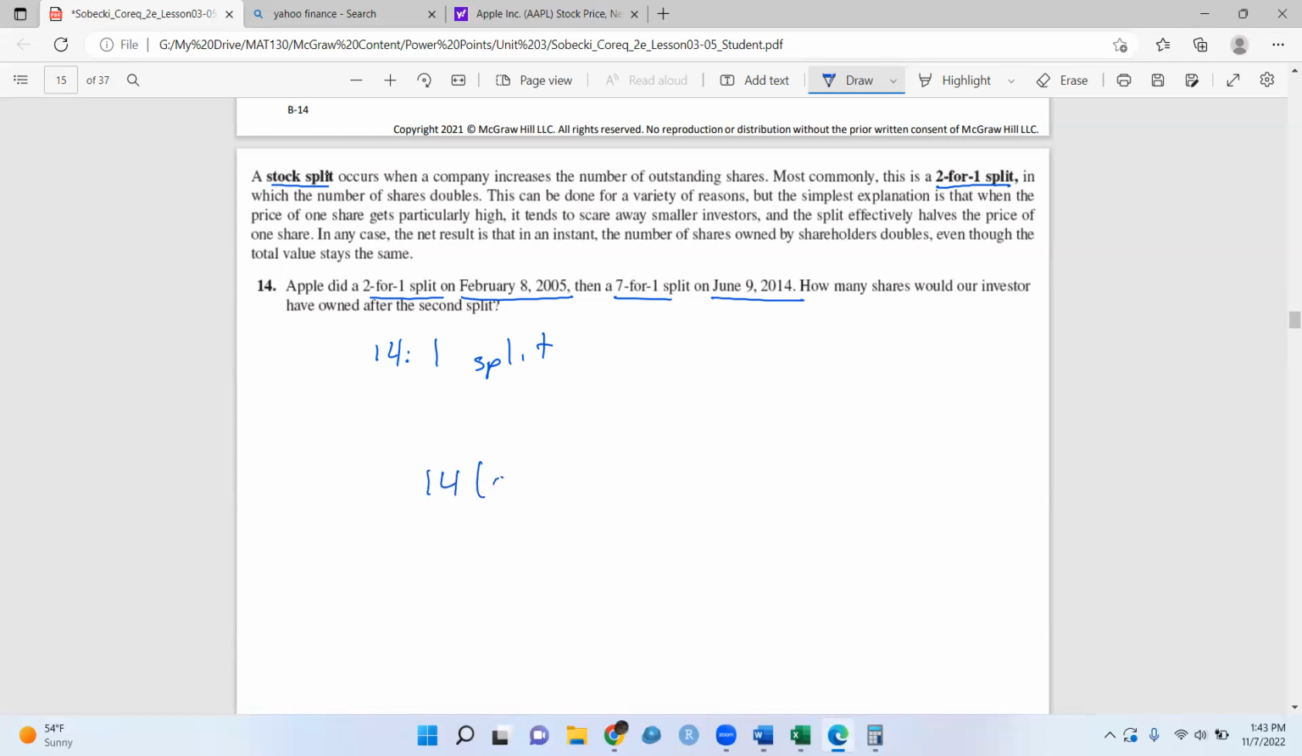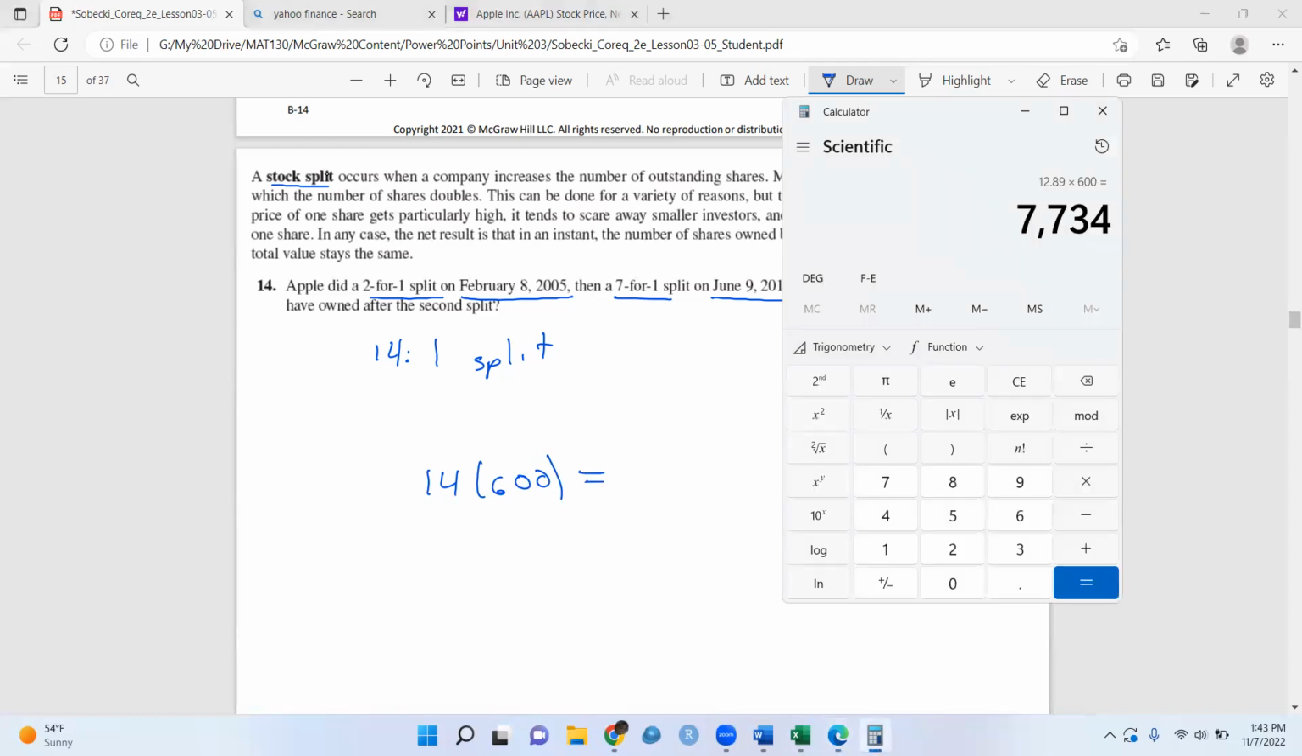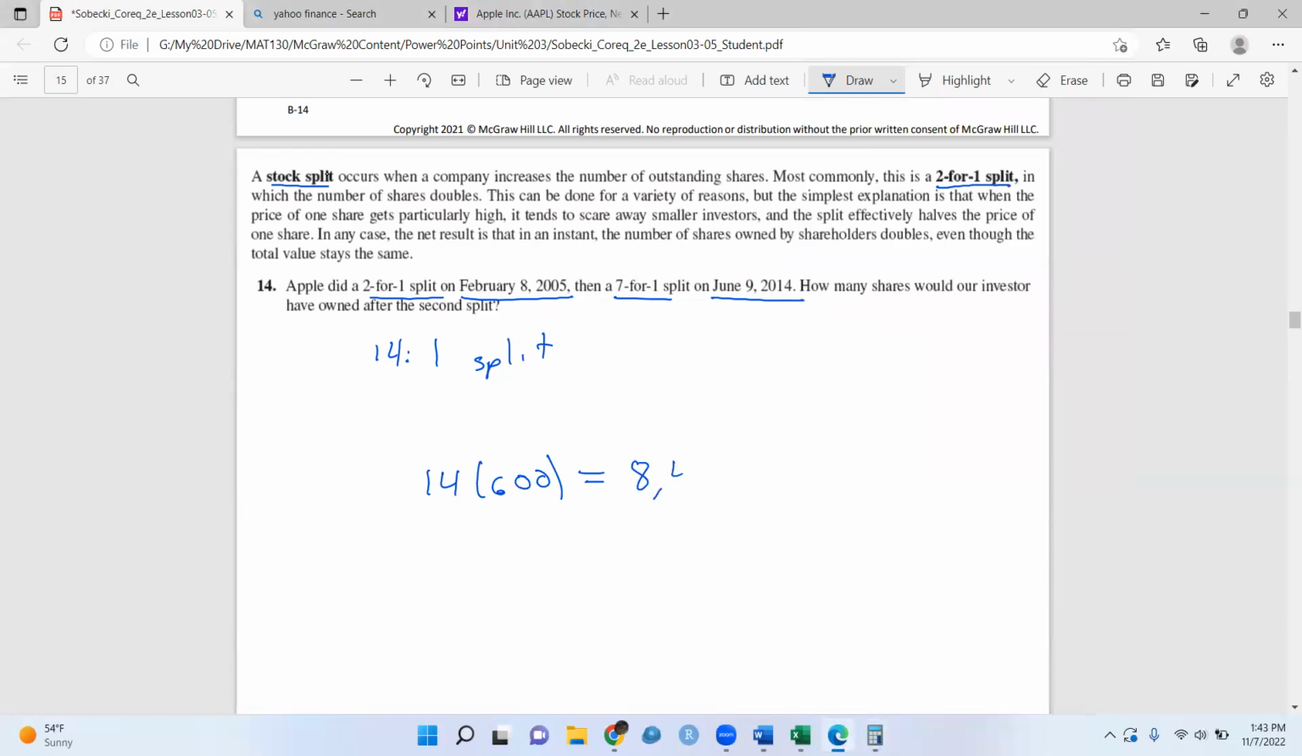So they purchased 600 shares. So by the end of this time frame, they would have 14 times 600, 8,400 shares. Woo, nice. Right? They 14-oopled their shares, if that's a word. I don't know what the word is.